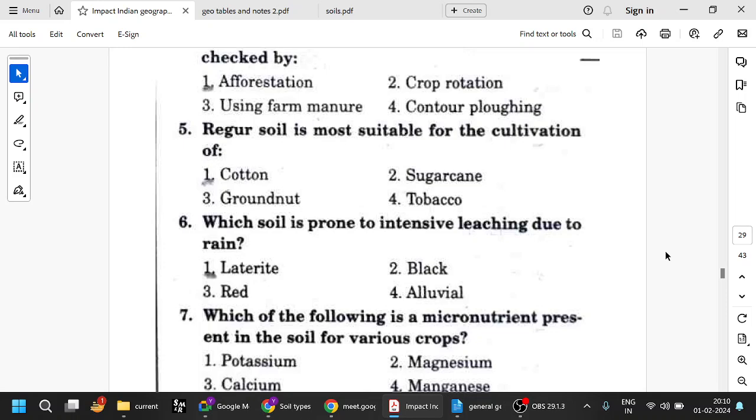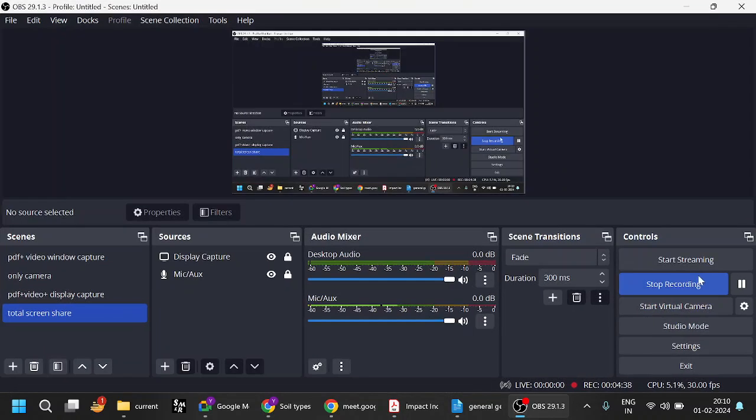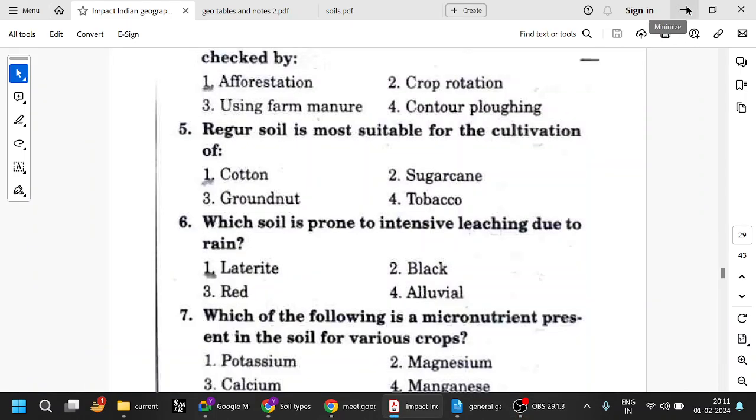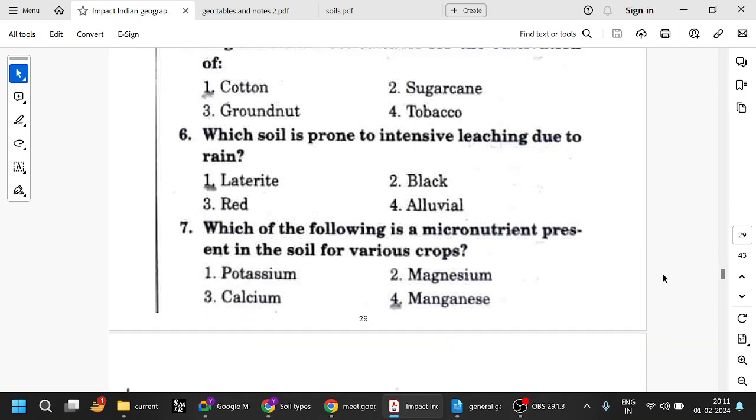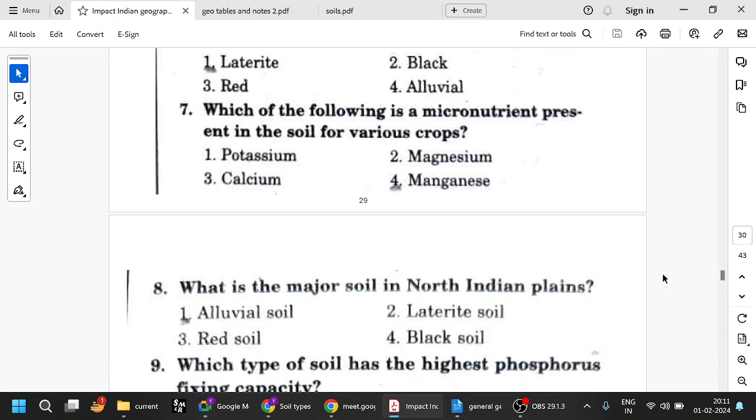Which soil is prone to intensive leaching due to rain? Laterite soil. So let us continue. Which soil is prone to intensive leaching due to rain? Laterite soils. So laterite soils are prone to intensive leaching.